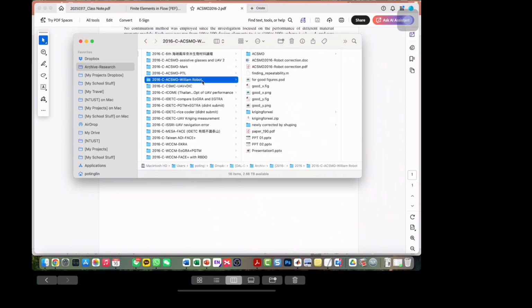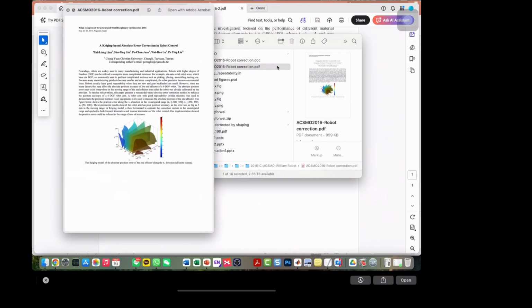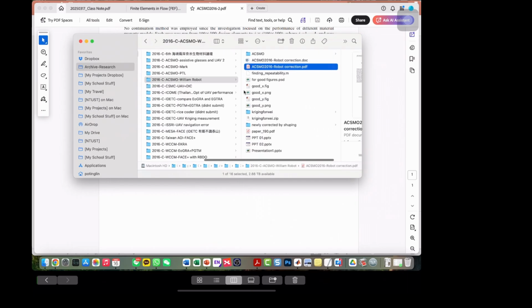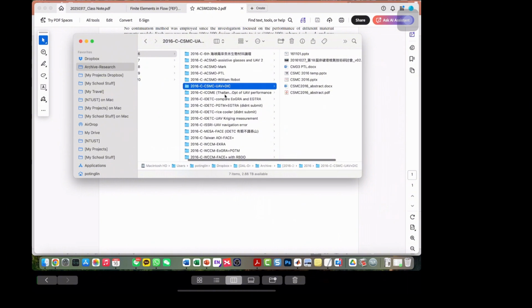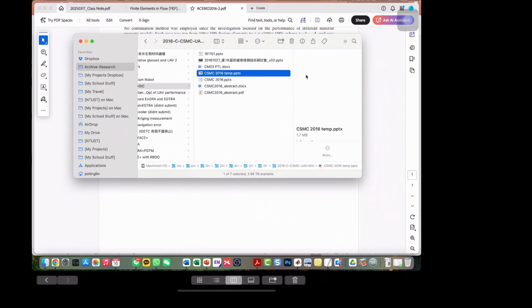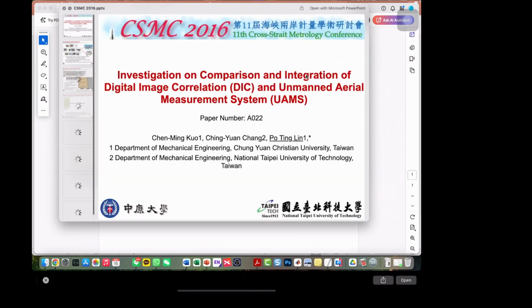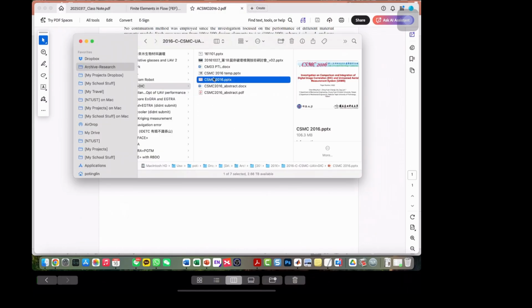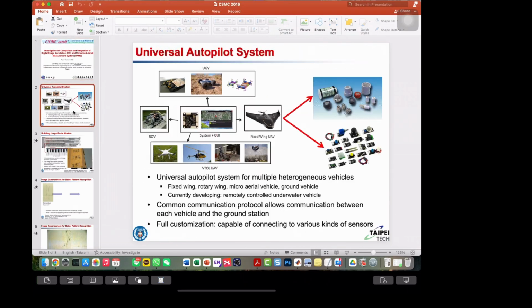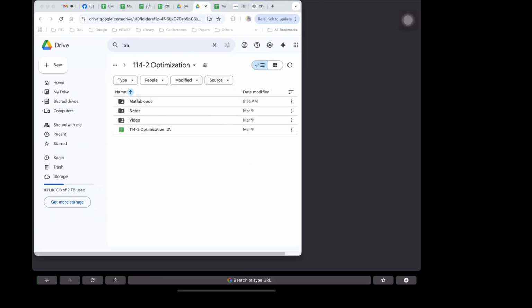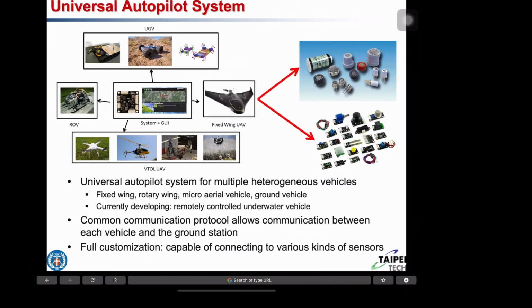William Roba. What is William Roba? Oh, this one. Let me see. Oh, this is actually a project that I worked on with another professor. He was using a UAV to do inspection. It's a project about vision.